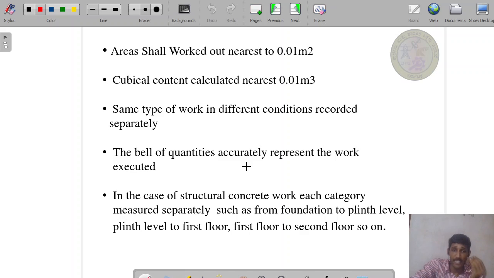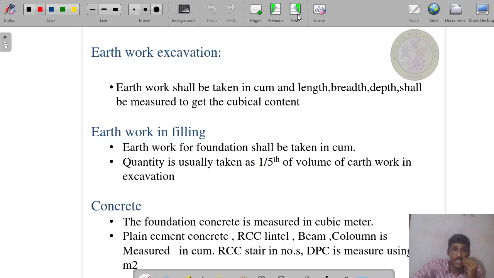If it is a 10th floor or 15th floor project, under those circumstances, this sequence you have to remember. These are some guidelines you have to remember while measuring the quantities.